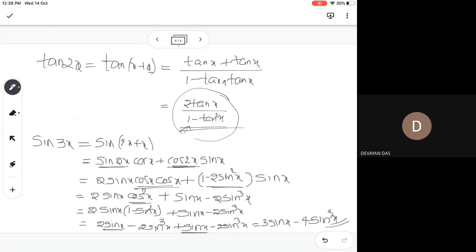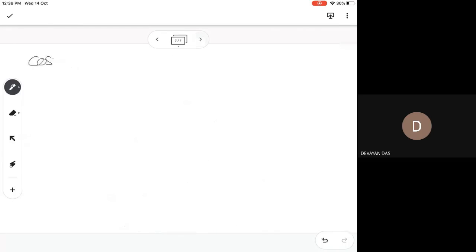Next, cos 3x. In the same way you can prove this one also, so I am not going to prove this one. Everything you try to convert in terms of cos. Write cos of 2x plus x, or cos of x plus 2x, that's your choice. But finally you are going to get 4 cos cube x minus 3 cos x. This one. Cos 3x is equal to this.